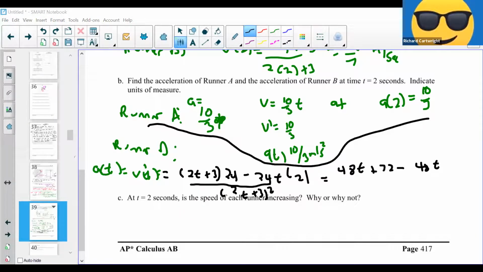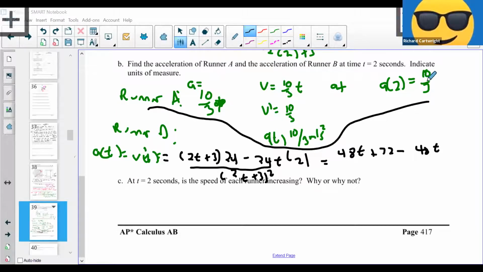Did anybody do the derivative? I got the same thing. Okay, what's the denominator? Leave it as squared for now. It was 2t plus 3 squared. Does 48t minus 48t cancel though? I think it does. So that looks pretty simple, 72 over that.